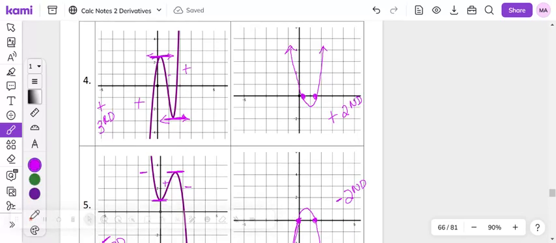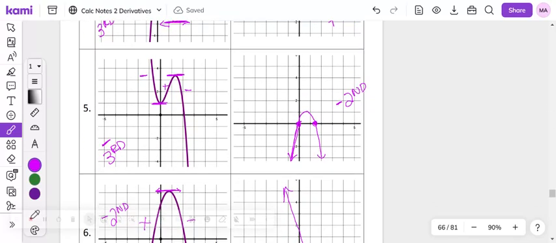Okay, let's see how you did. I want you to notice this is a positive third degree polynomial, which results in a positive second degree derivative. Look at your zeros, make sure they match.